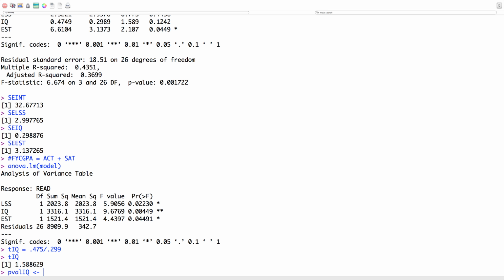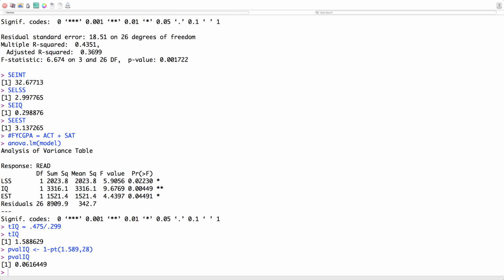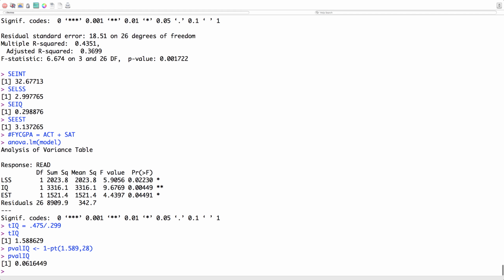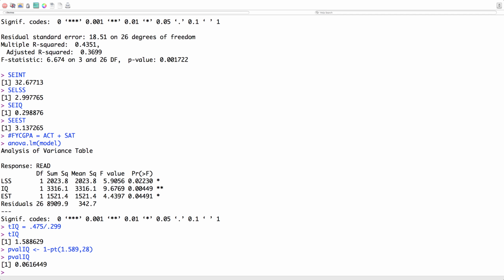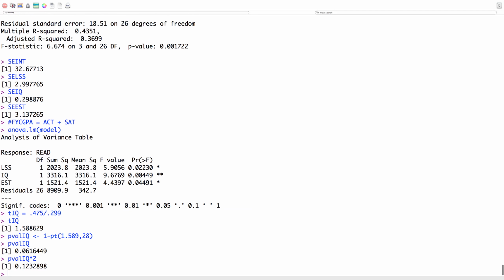And this is going to be equal to 1 minus PT of 1.589. Degrees of freedom, we have sample size of 30, so we'll do 28. So p-value for IQ is 0.06. That's not going to be, oh, I forgot to multiply by 2. So I need to take the p-value for IQ and multiply by 2. And you can see that we get not the right thing.